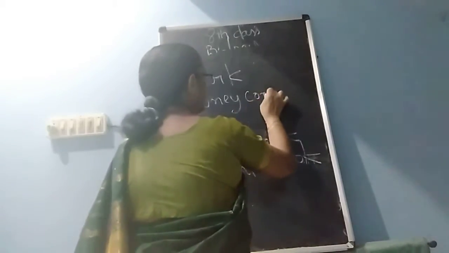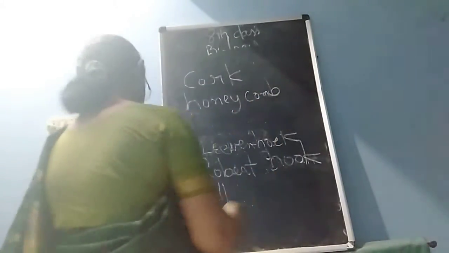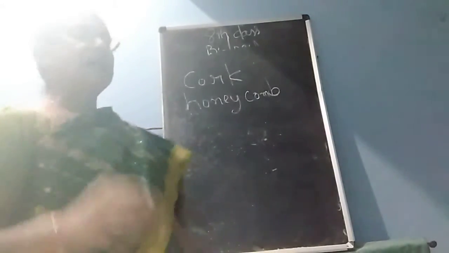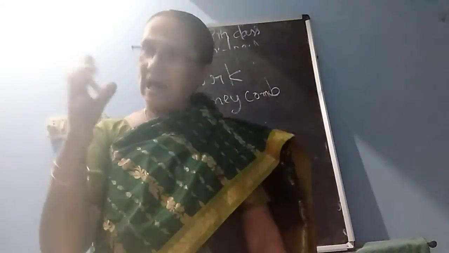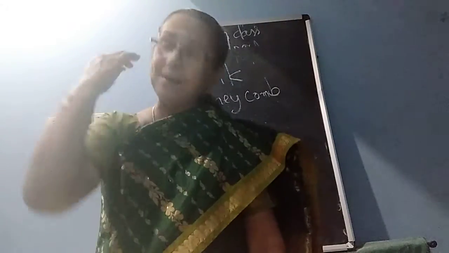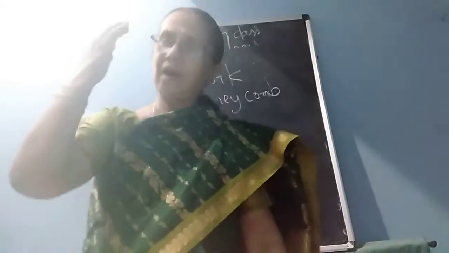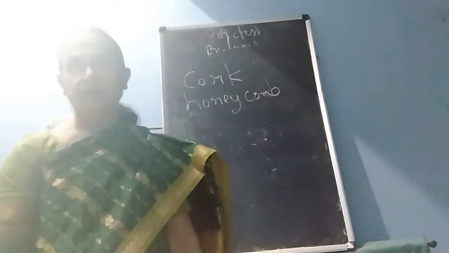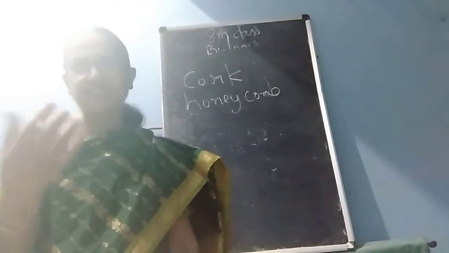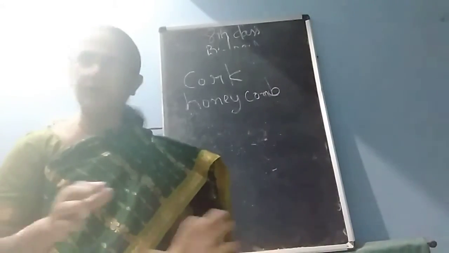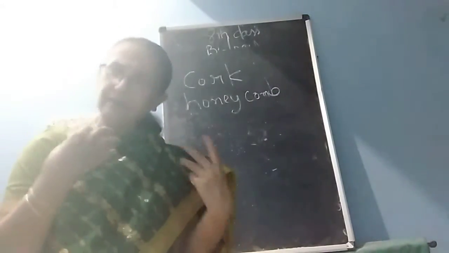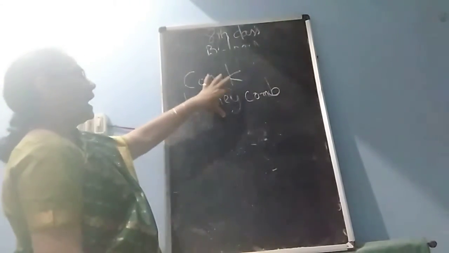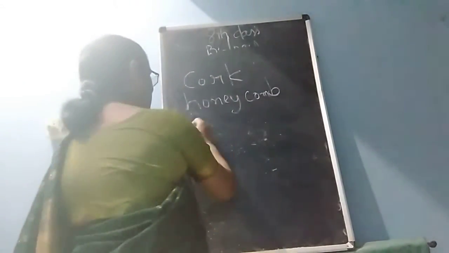He observed a honeycomb. He said that the cells in honeycomb resemble the cells in the cork. Both are dead cells. There won't be any protoplasm or anything living. So he observed cork cells and honeycomb cells.